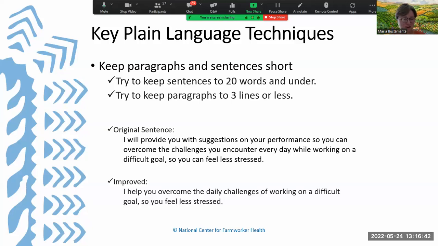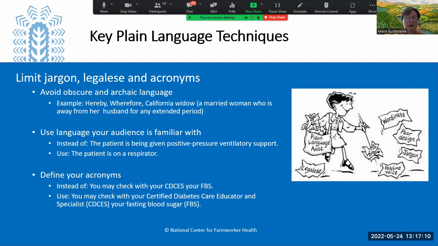Let's see an improved version of the same sentence, the same concept. I help you overcome the daily challenges of working on a difficult goal so you feel less stressed. Simple. So we're making sure that we're not giving a huge, ugly worded document to read.